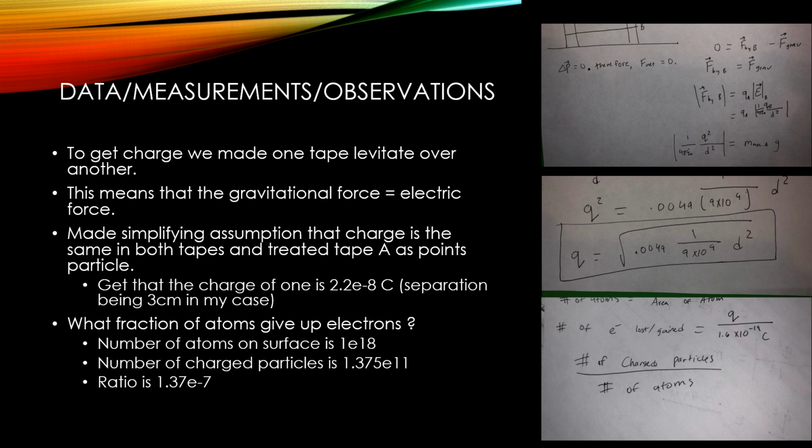So now we want to figure out what fraction of atoms actually gave up electrons. A way to do this is to first get how many atoms there are, which is done by getting the area of a tape divided by the area of an atom. We can get the area of an atom just by assuming that it's a square and that each side is 1 times 10 to the negative 10. Now we want to figure out how many charged particles there are, which we can get by taking the charge and dividing it by 1.6 times 10 to the negative 19th coulombs. And then finally we put the number of charged particles divided by the number of atoms to get the ratio, which I got to be 1.37e-7.